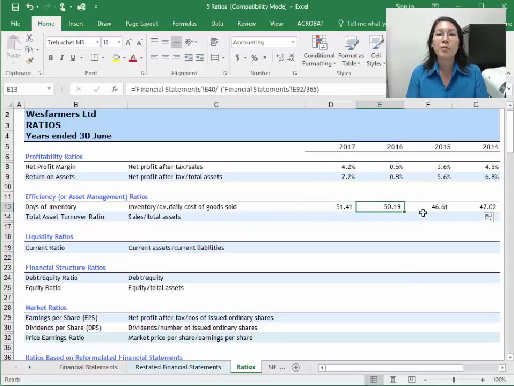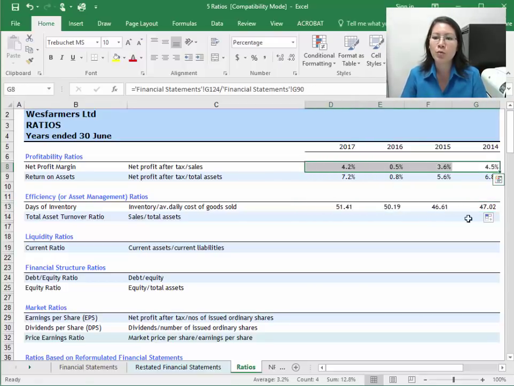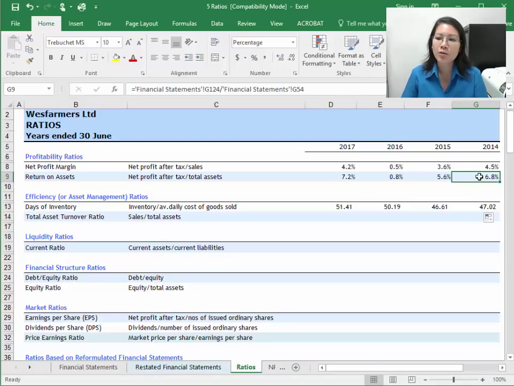The important part where you can show some more insights about whether or not these figures are good is the trend. So look at the trend. What so far can we see that's occurring? Our net profit margin has been declining. Our return on assets declined really badly and then sort of stayed the same, 6.8 to 7.2. Our number of days it's taking us to sell our inventory is slowly getting longer. So it took us 47 days in 2014 and now it's taking us almost 52. So the trend's not looking that good for Wesfarmers.